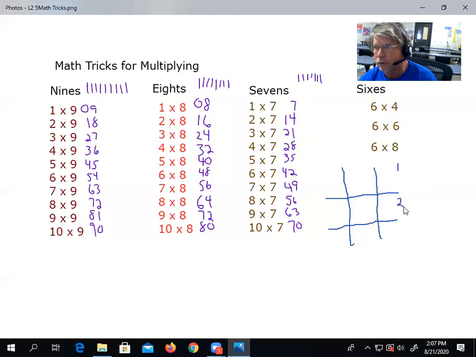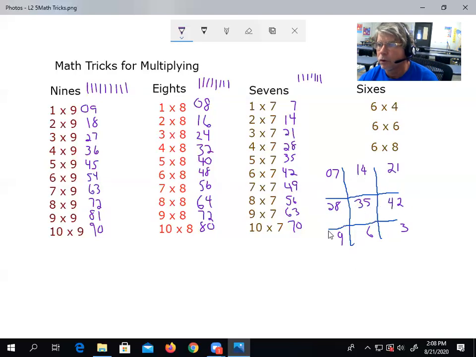1, 2, 3, 4, 5, 6, 7, 8, 9. So we go in that order and just count our 9s up and down. Then we go across, starting with 0. So 0, 1, 2, 2, 3, 4, 4, 5, 6. And notice that the 7s are mirrored in the tic-tac-toe board, just like they are over here.